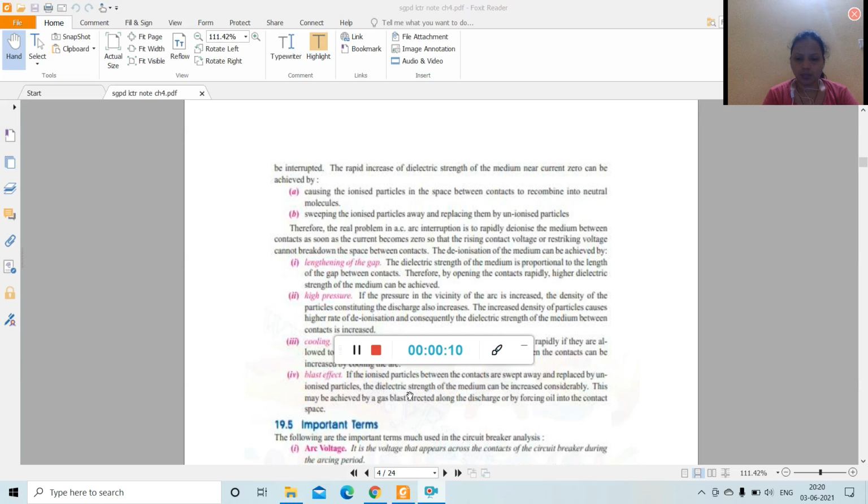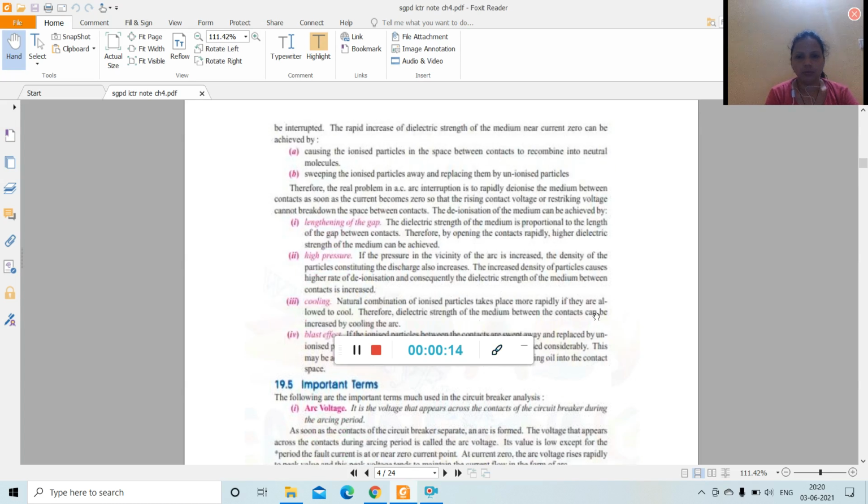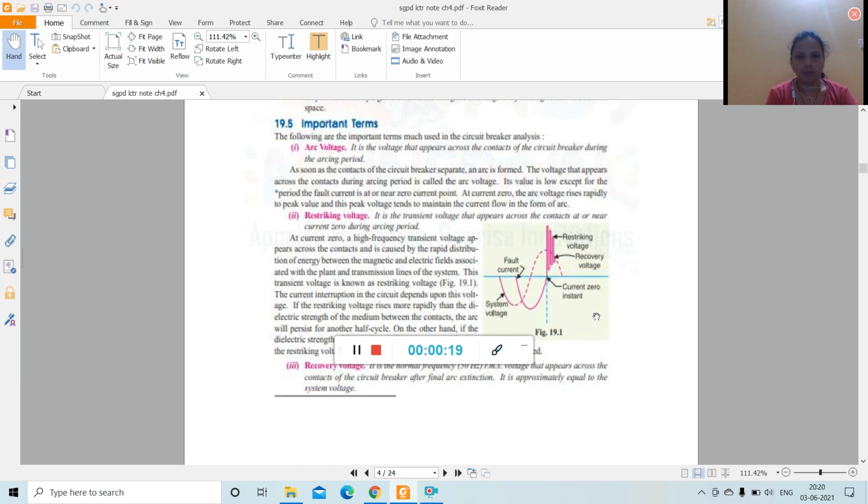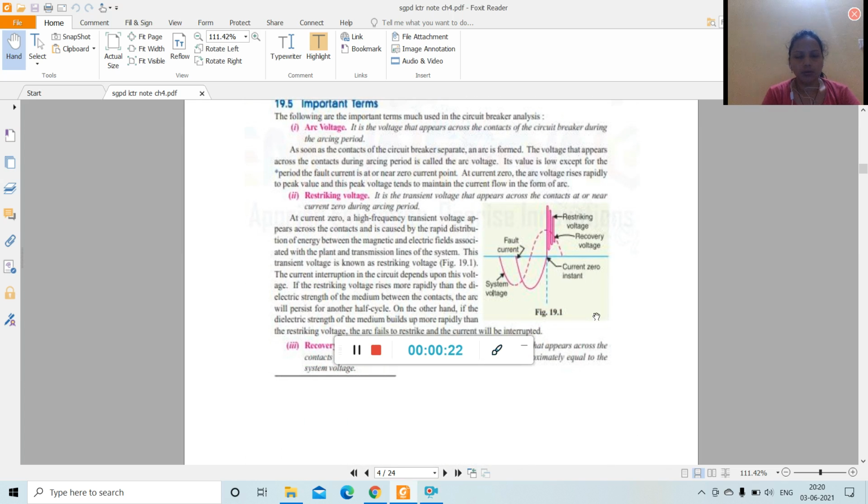So today we will discuss different important terms related to circuit breaker. After knowing these terms, we are able to clarify all the technical terms related to circuit breaker, how the circuit breaker operates, how the arc will start, or at what time the arc will extinguish. Everything we will know by knowing these important terms.